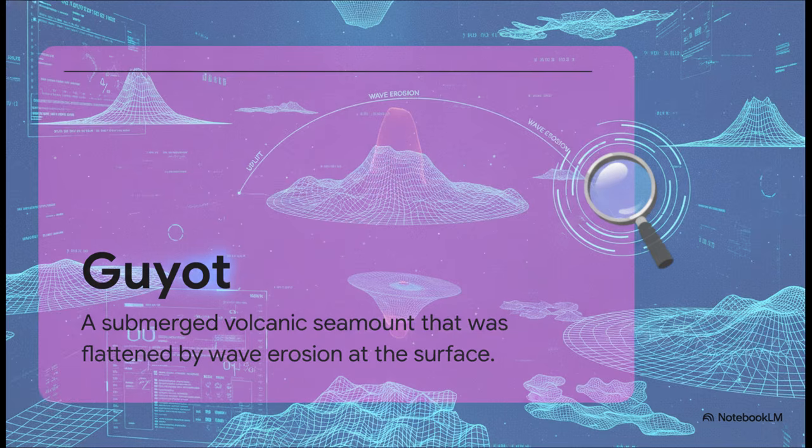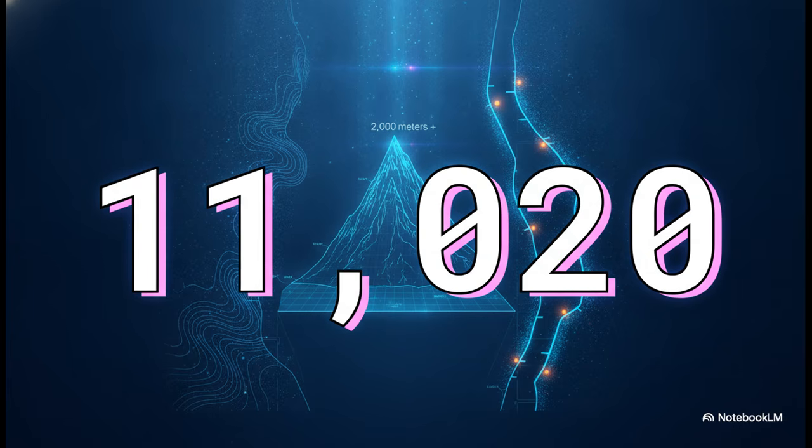Nature is amazing, right? But volcanoes aren't even the most extreme feature down here. That title definitely belongs to the trenches. 11,020 meters. That is the staggering depth of the Challenger Deep, located inside the Mariana Trench off the coast of Japan. To put that massive number into perspective for you, if you were to drop Mount Everest straight into the Challenger Deep, its peak would still be completely submerged under more than 2 kilometers of water. It's just an awe-inspiring scale of depth that really represents the true limits of our planet's crust.